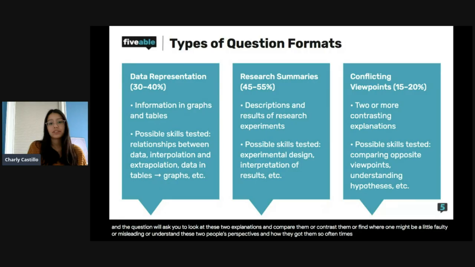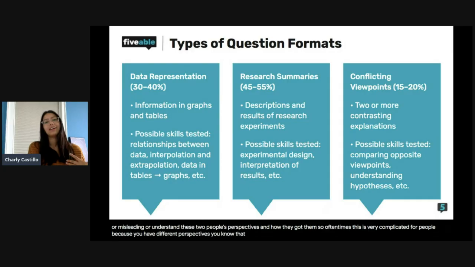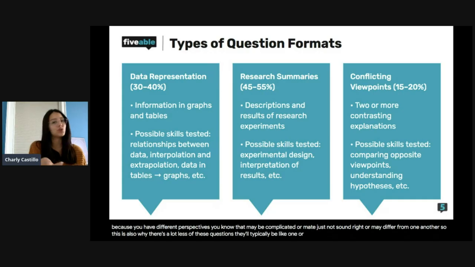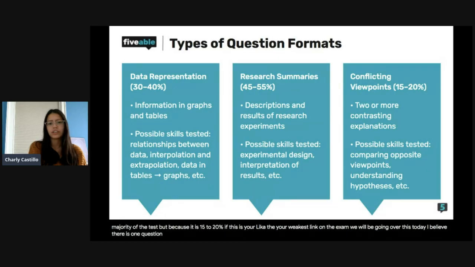So oftentimes this is very complicated for people because you have different perspectives that may be complicated, or may just not sound right, or may differ from one another. So this is also why there's a lot less of these questions. There'll typically be one article that'll have the majority of these conflicting viewpoint questions. But again, it isn't the majority of the test, but because it is 15 to 20%, if this is your weakest link on the exam, we will be going over this today. I believe there is one question that might have contrasting viewpoints and understanding those.